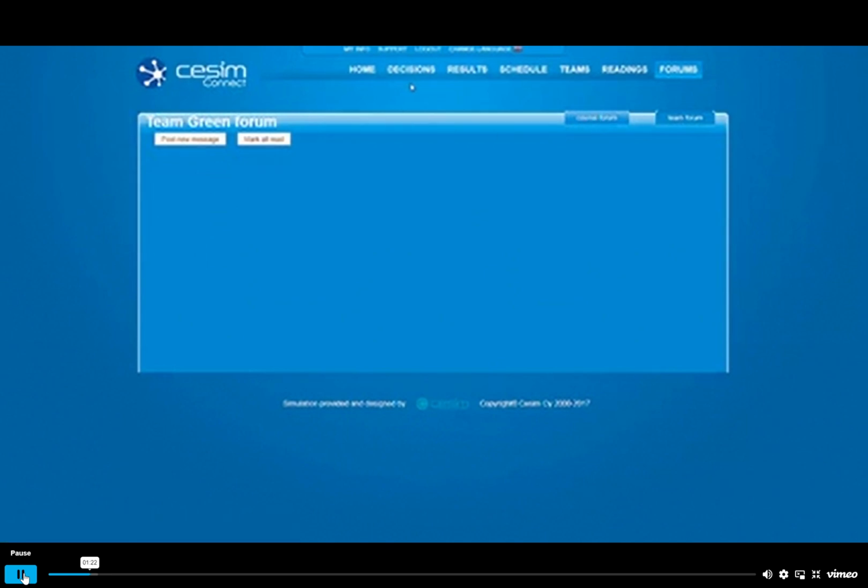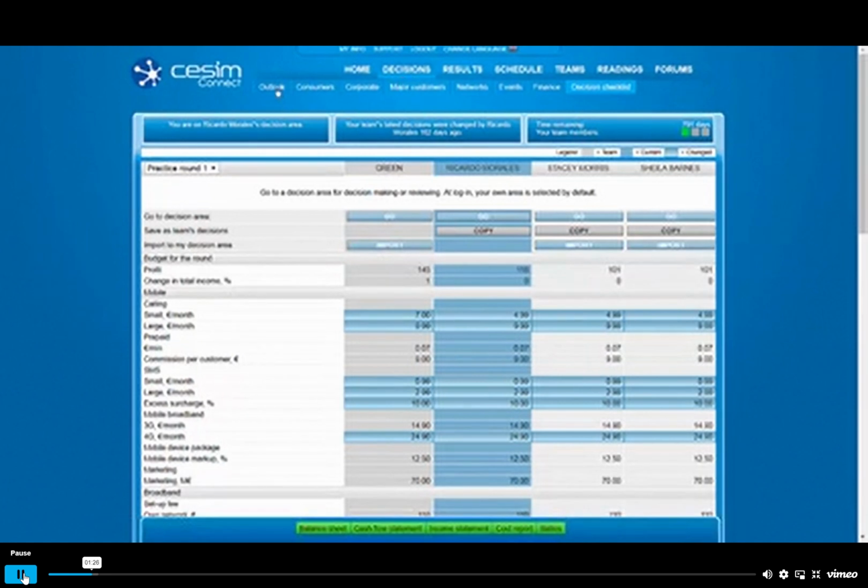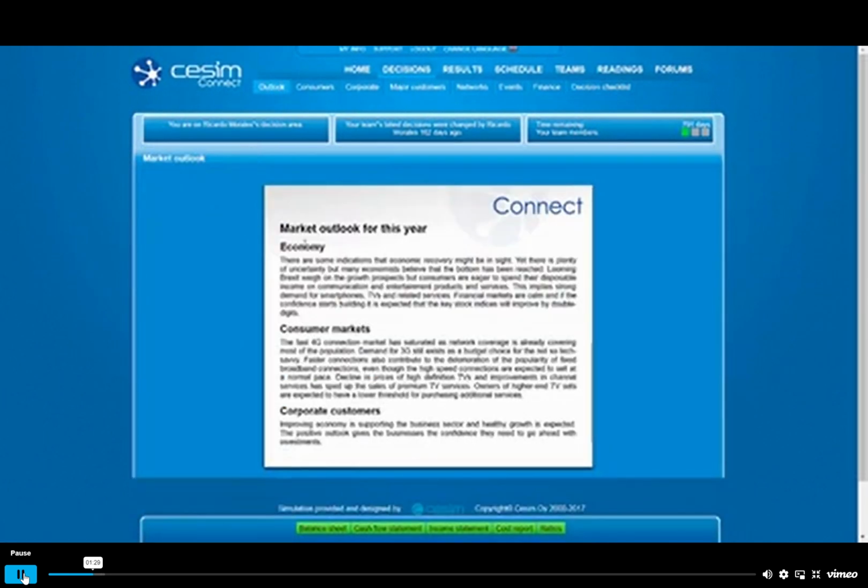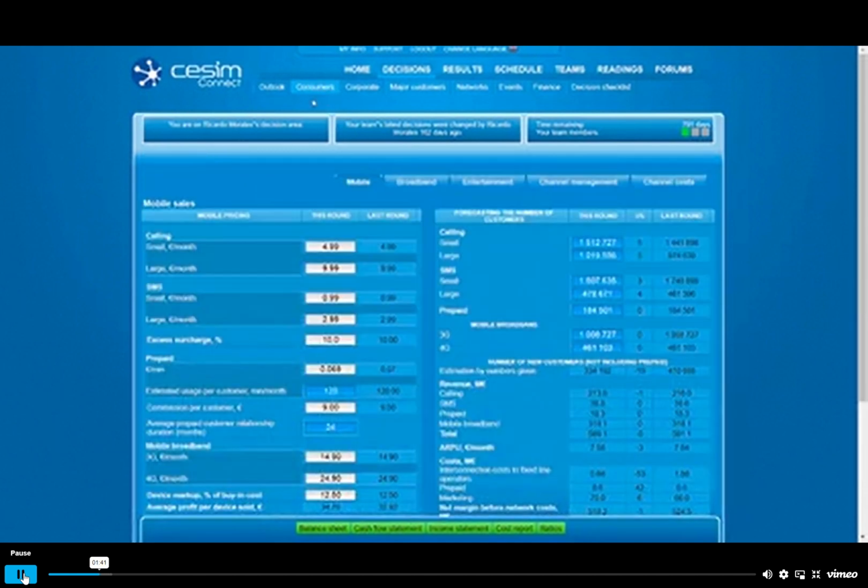Now let's get started with the decision-making process. So here on the decisions we go from left to right, and the first page that we see is the market outlook. So this you need to read before you start making decisions for each round. This gives you an idea about what is happening in the operating environment. The first actual decision-making page is the consumers, and here you start making decisions.